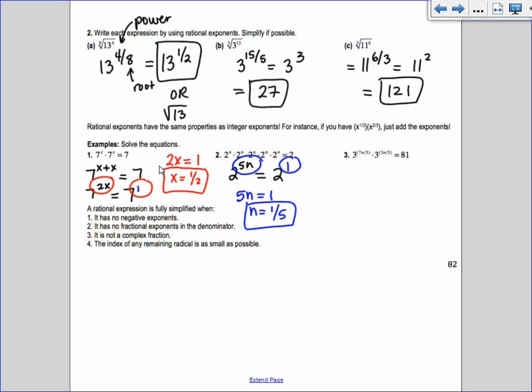All right, this next one, I have 3 to the 7n over 5 times 3 to the 3n over 5. So I'm going to get 3 to the 10n over 5. I add my exponents. Equals 81.